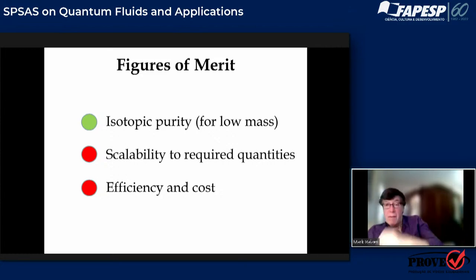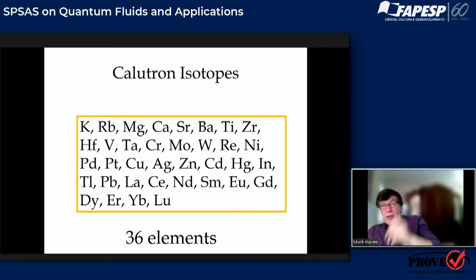Now, people tried other methods. There was a big effort in the 90s to use laser ionization, multi-photon ionization, and ultimately it failed because the ionization is very difficult and it's not scalable. The laser intensity requirements were very difficult to maintain, and so people gave up on laser ionization.